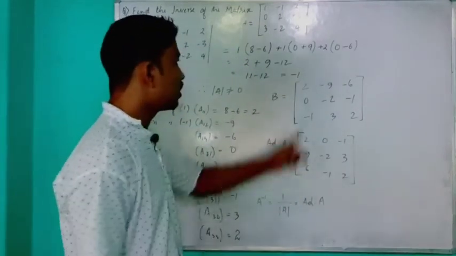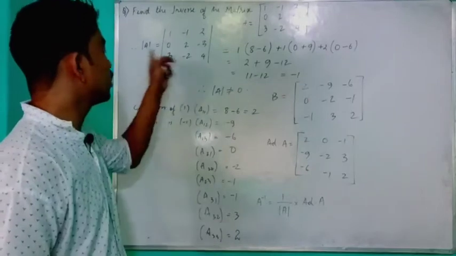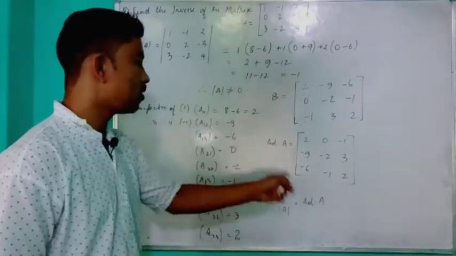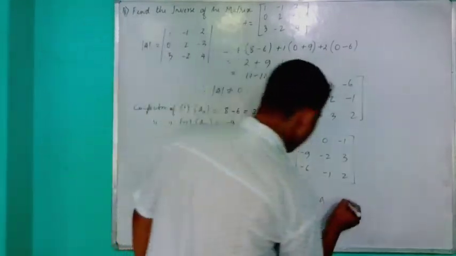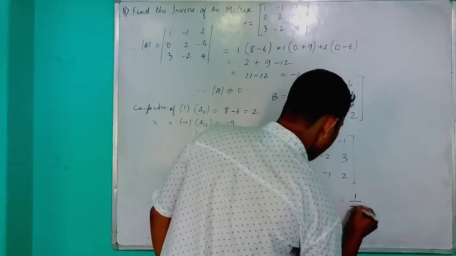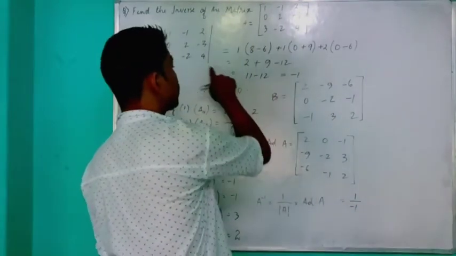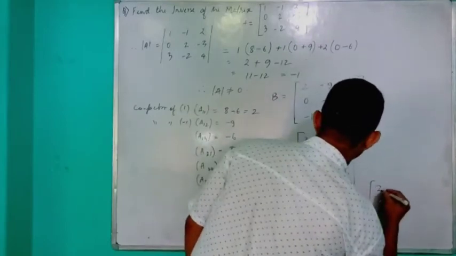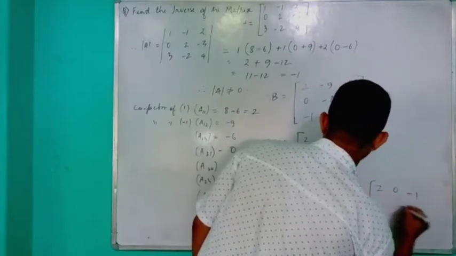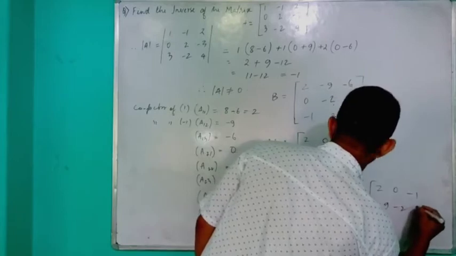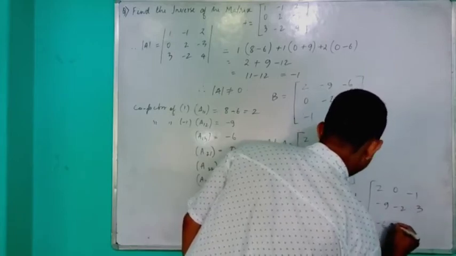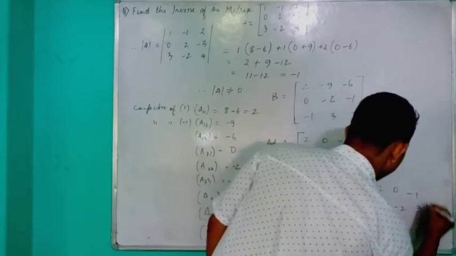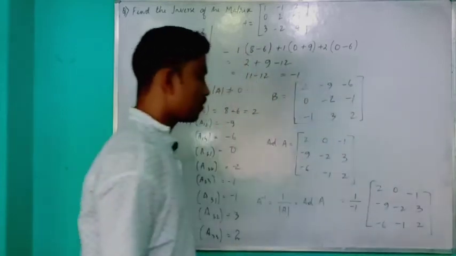Okay, so I already have found out the value of the determinant of A. So simply I will replace all the values here. So this will be equal to 1 divided by minus 1, since the value of the determinant is minus 1, into the adjoint of A. I'll write this matrix 2, 0, minus 1, minus 9, minus 2, 3, minus 6, minus 1, and then the 2.